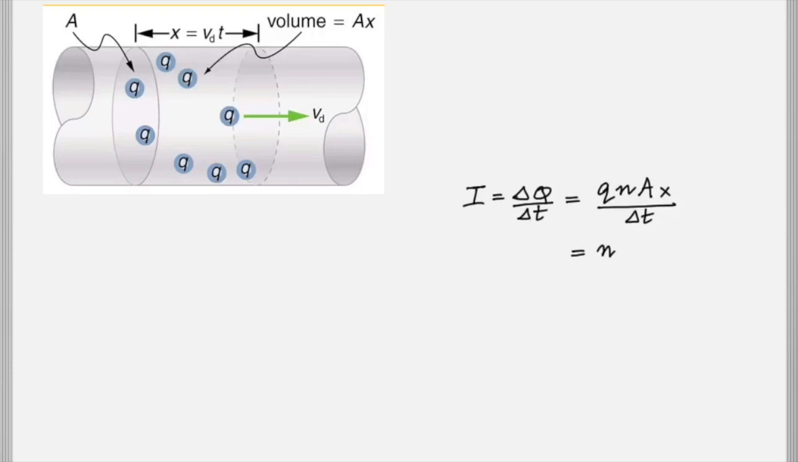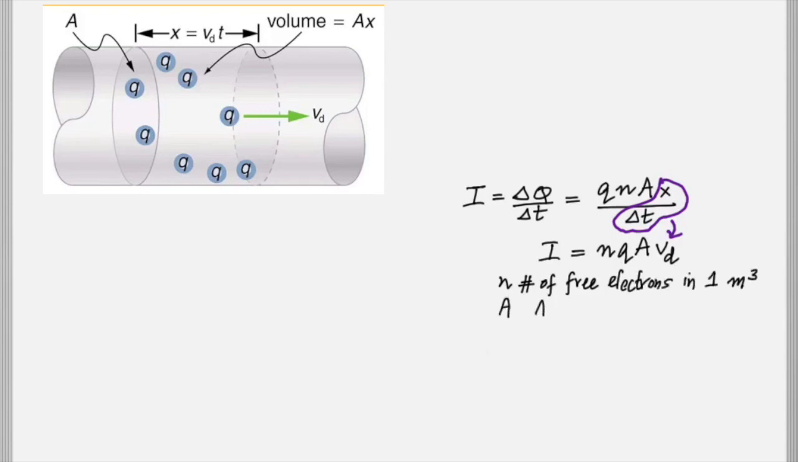But what's interesting is in this formula, x divided by delta t. X is the displacement, delta t is the time, and when you divide displacement by time, you get velocity. So that is the drift velocity. In the next step, I am going to replace x by delta t times drift velocity, as I've done here. And remember, n is the number of free electrons in 1 meter cube, not in the whole conductor.